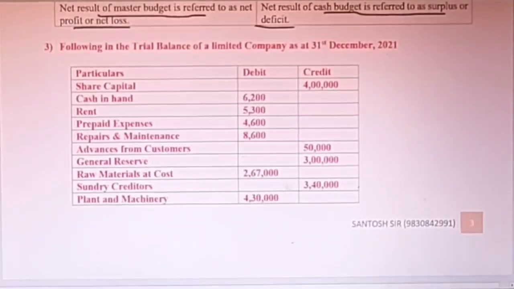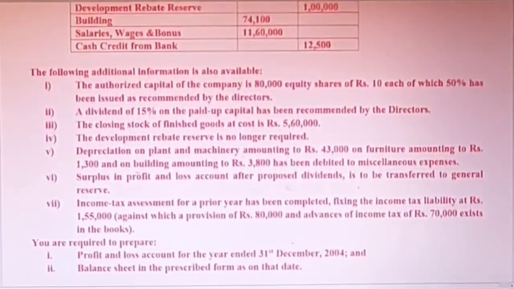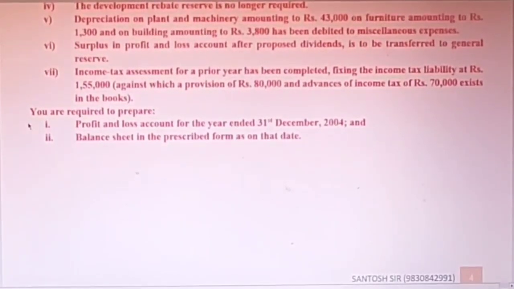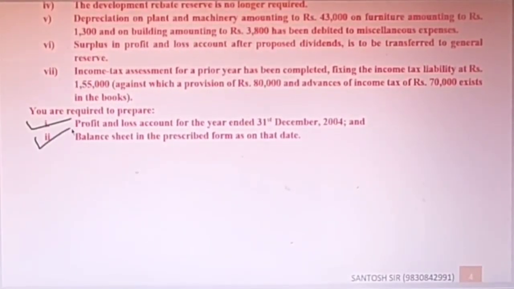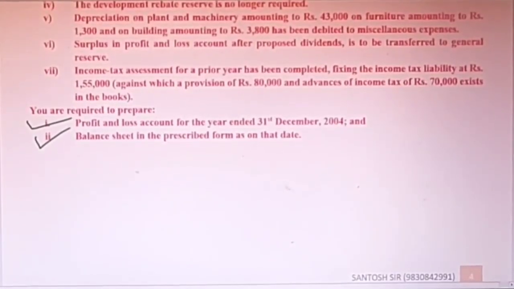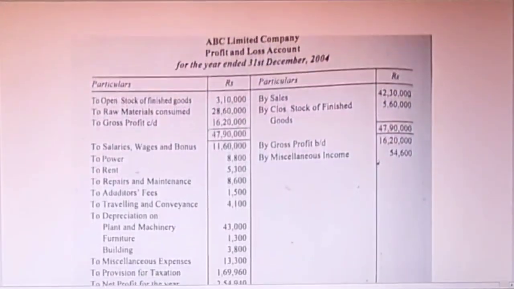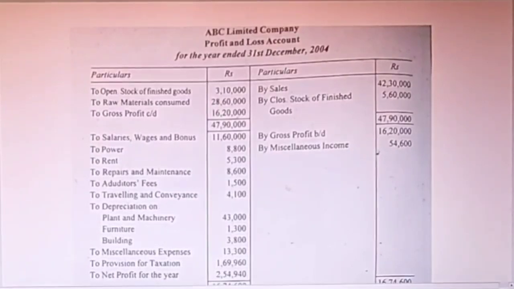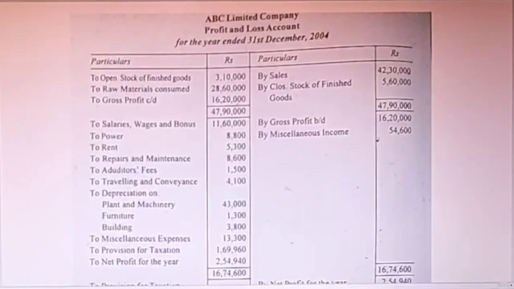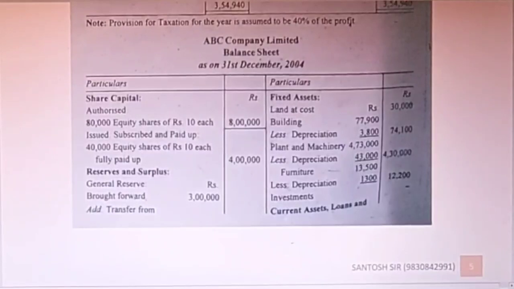The trial balance is given in the question, and there are a little bit of adjustments and additional information given, and you are required to prepare profit and loss account and balance sheet. Now let me tell you that this question is there in the study material of IGNOU. So you can write the answer of this particular question from the study materials which have been given to you. Now this is the profit and loss account which you should prepare, and then comes the balance sheet, right?